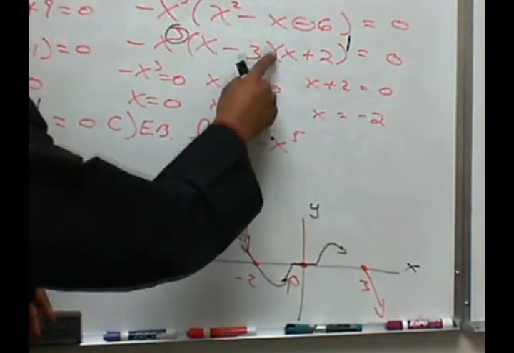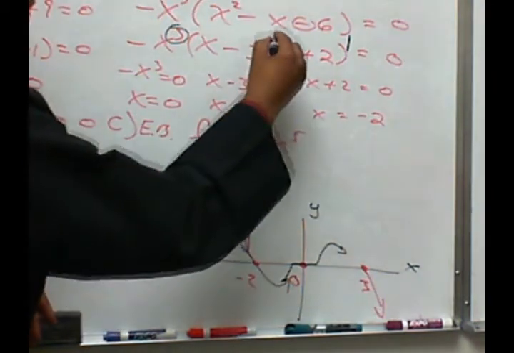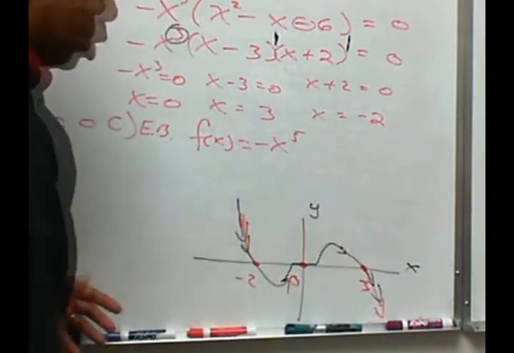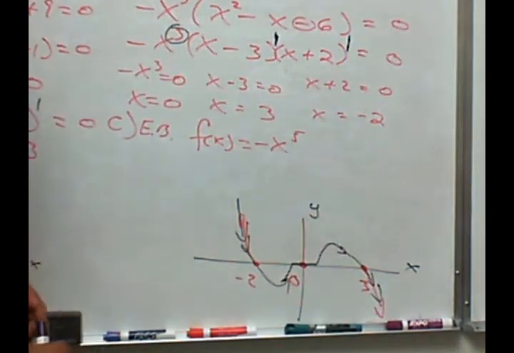The power of the factor that 3 came from is also 1, so it will go straight through. The multiplicity being 1 there. And this is our final graph.